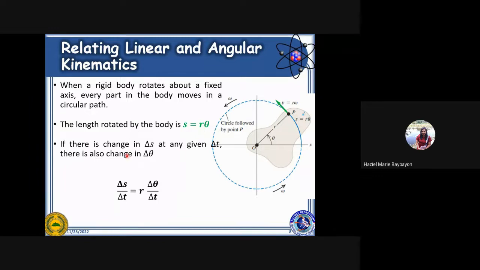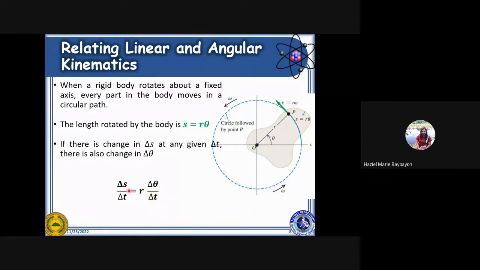Okay? And then, now if there is a change in the arc length at any given time, there is also change in the angular displacement. So, we can say that a change in S, the arc length with respect to some time, is equal to R multiplied by the change in the angular displacement with respect to time.